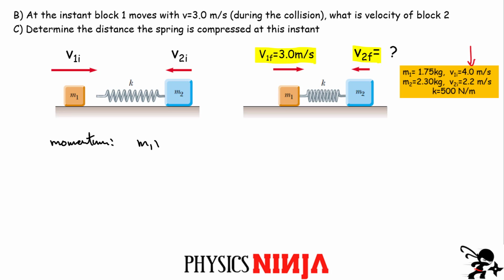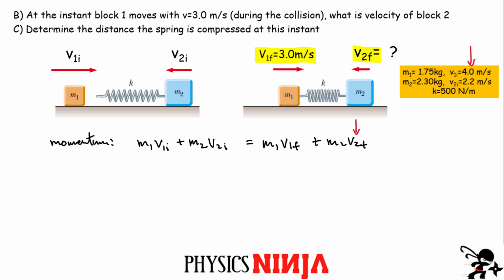The initial momentum of the system is written as m1 v1 initial plus m2 v2 initial, and this has to be equal to m1 v1 final. In this case, I know v1 final, I'm telling you it's 3 at this instant. Plus m2 v2 final. So we have to substitute our numbers, and really the only thing we're trying to solve for is this one right here. We know everything else in this problem.